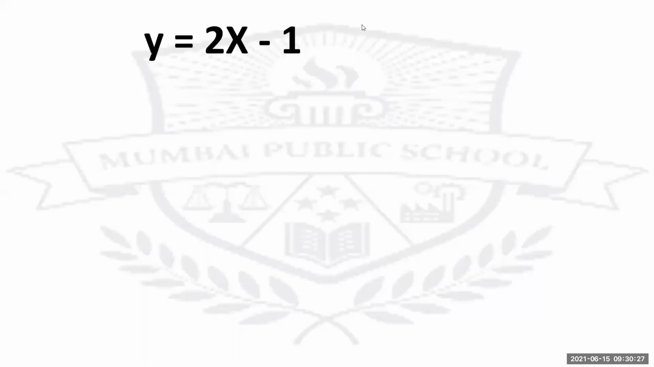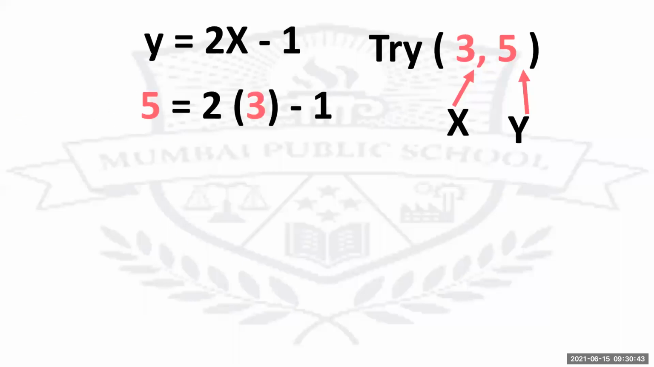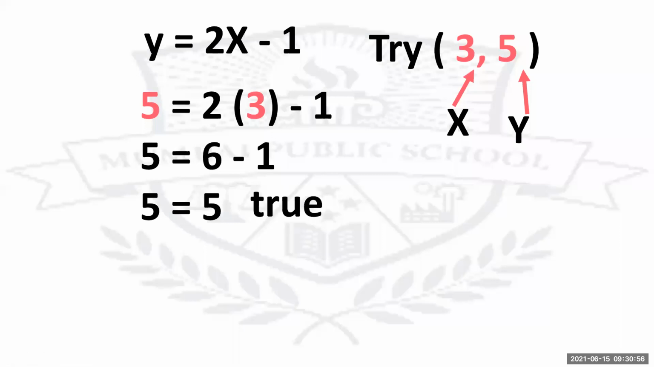Now check. y equals 2x minus 1. Try 3 comma 5. So you will substitute 3 in place of x and 5 in place of y. Understand? And you will try to get your left hand side equal to the right hand side. You'll get 5 equals 6 minus 1. That means 5 equals 5. So yes, 3 comma 5 lies on the graph of the equation y equals 2x minus 1.